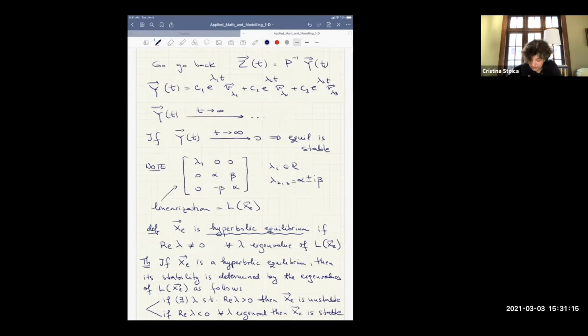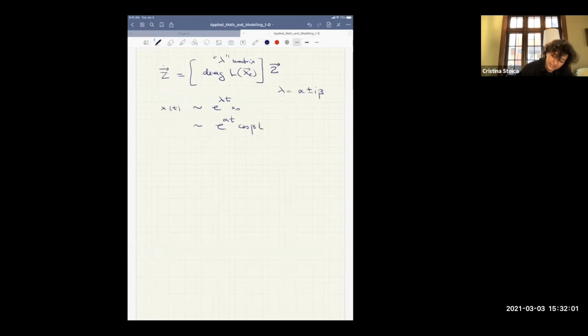And by the way, how can I say that it is unstable if one of the eigenvalues has a positive real part? Well, I'm going back to where we had Z dot equals diagonal of L, the matrix with the lambdas, and then Z. All the solutions here look like X of T equals e to the lambda T times X naught, or, if lambda is alpha plus minus I beta, they look like e to the alpha T cos beta T, e to the alpha T sine beta T. So these are the kind of solutions we get here. We don't get anything else. And this is because the real part of lambda is non-zero. So this is never zero, and this is never one.